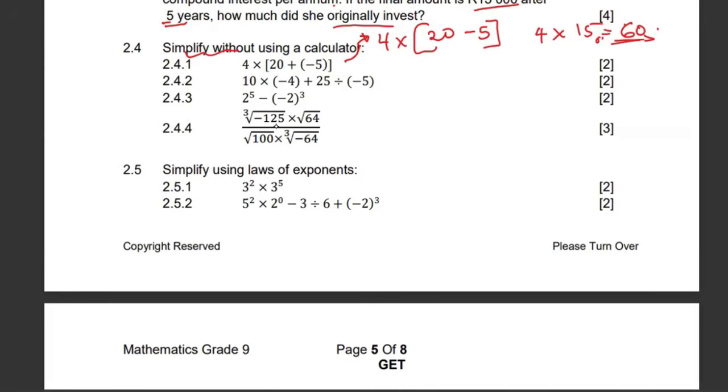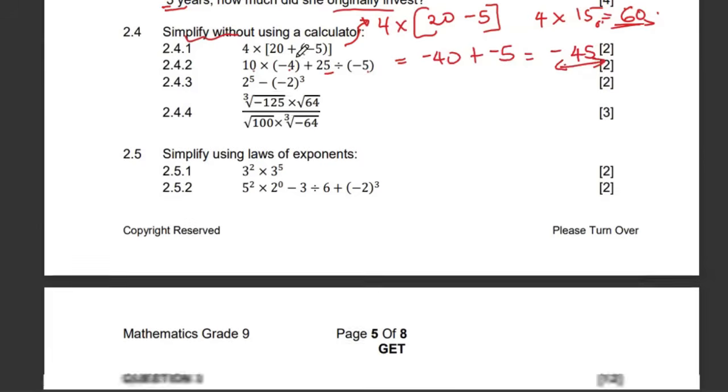Okay, then 2.4.2, still BODMAS. So 10 times negative 4, we're going to have a negative 40 plus 25 divided by negative 5 is going to give me a negative 5. Then when I plus this, negative 40 plus negative 5, I'm going to end up with a negative 45. Okay, that becomes the answer. Now someone asks, why did you start with the multiplication instead of the division? So multiplication and division must go hand in hand. You can start with any, okay, since they are the first signs. All right, then 2.4.4.